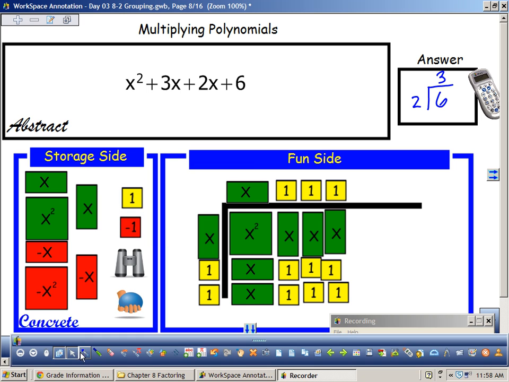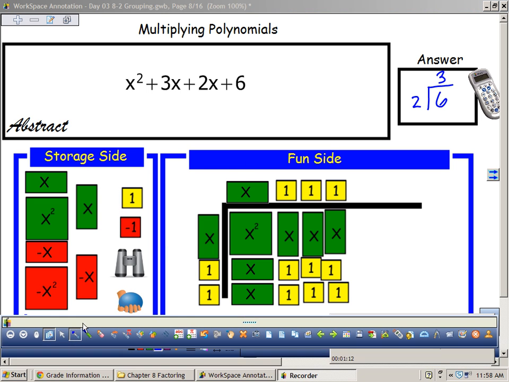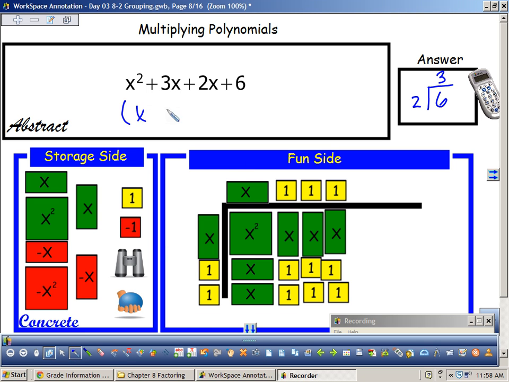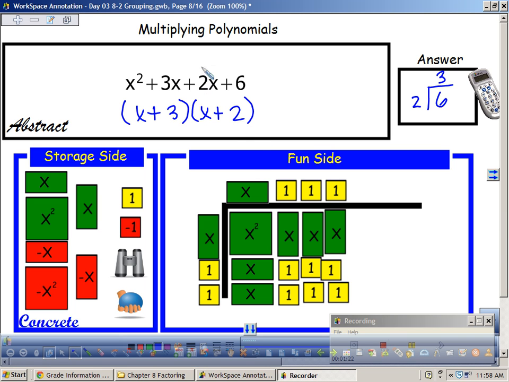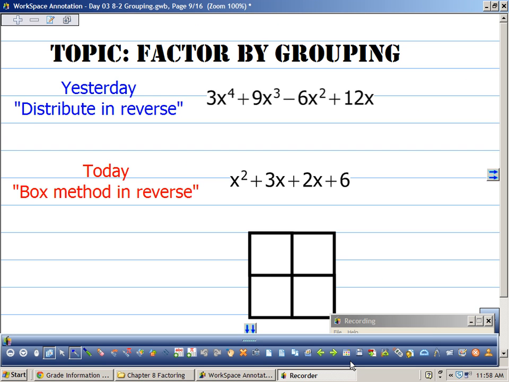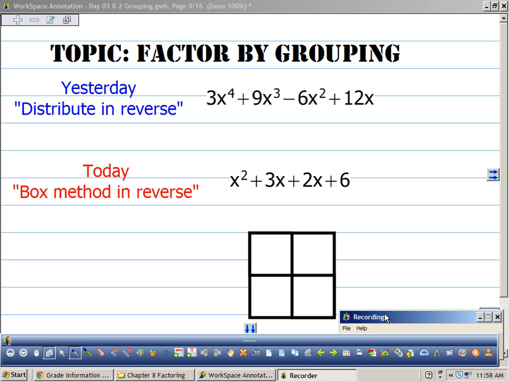And 1. So if I were to multiply x plus what, class? 3. 3 times x plus 2, I would get x squared plus 3x plus 2x plus 6. All right, so write this down.